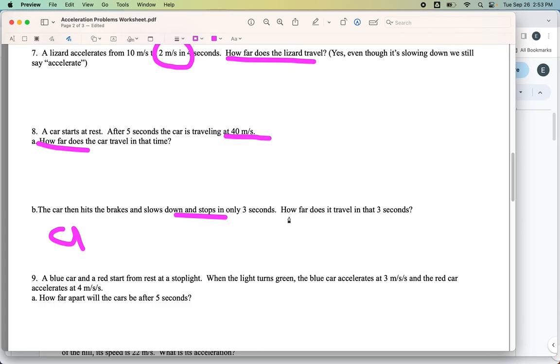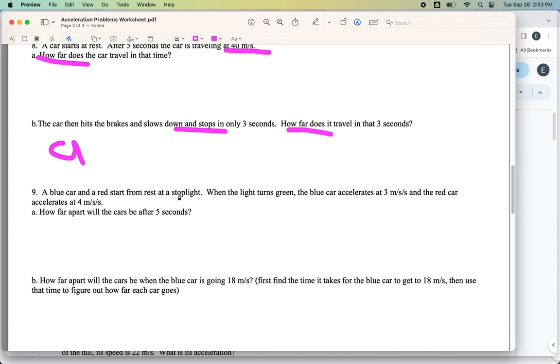And then how far does it go? You're going to have to use the position formula, x equals, with a negative acceleration, and you have to add in an initial velocity, right? So don't forget about all those things. It's a kind of a complicated formula, but you can do it.